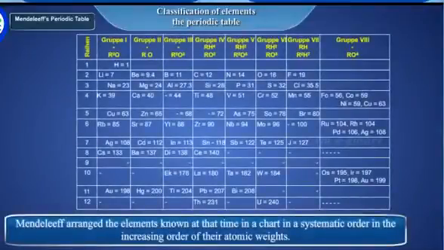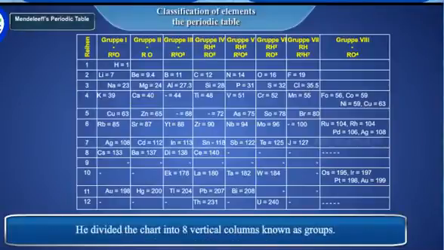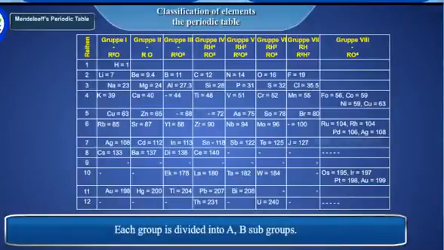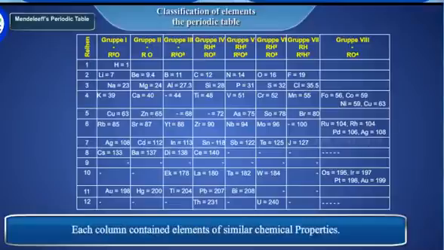Mendeleev arranged the elements known at that time in a chart in a systematic order, in the increasing order of their atomic weights. He divided the chart into 8 vertical columns known as groups. Each group is divided into A, B subgroups. Each column contained elements of similar chemical properties.